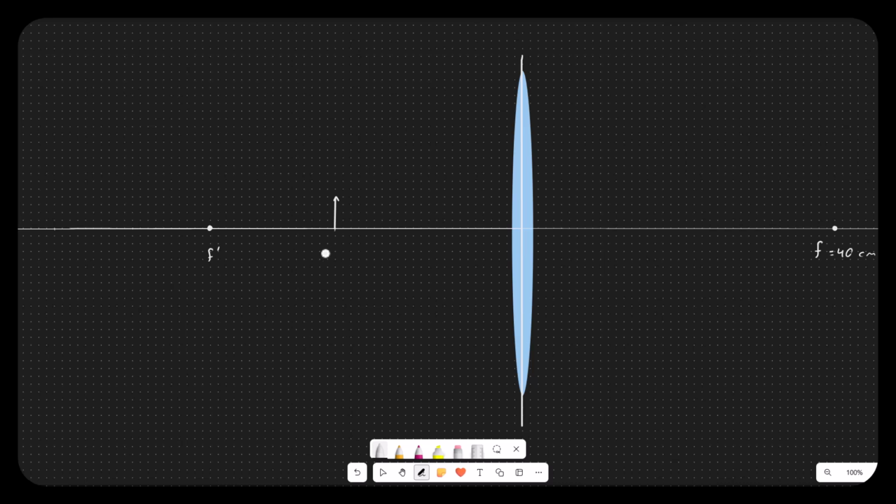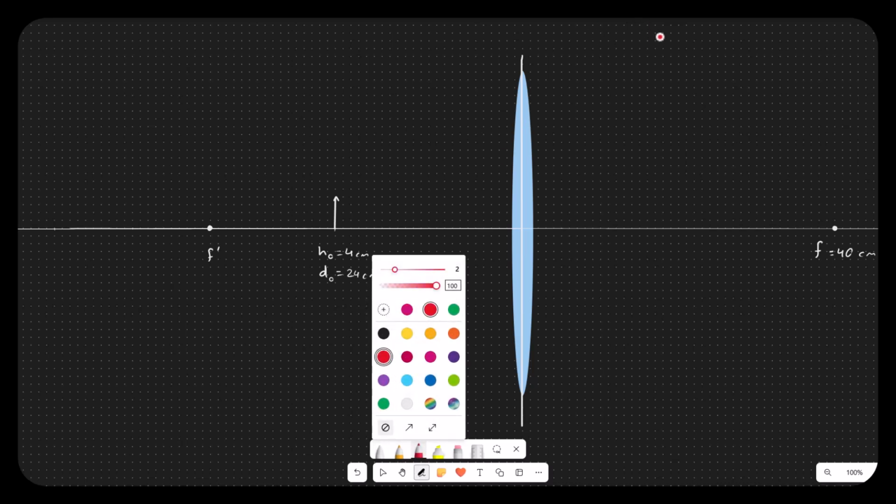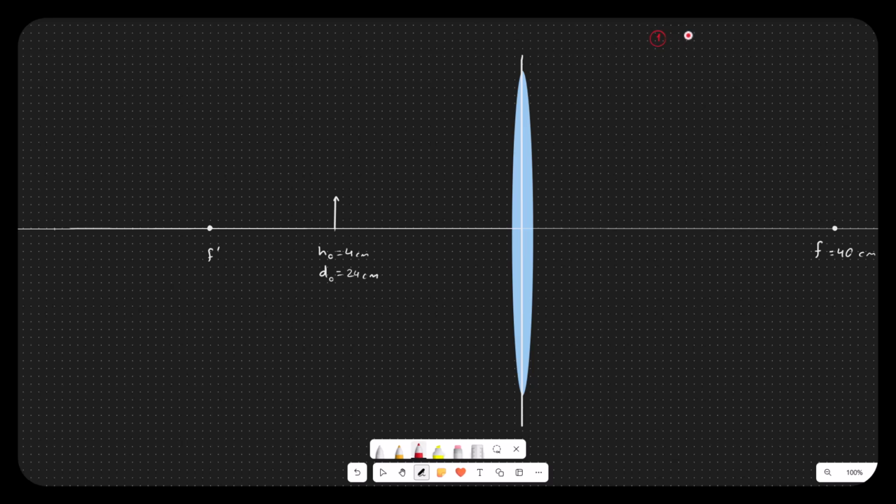So F is 40. My object height is going to be 4 centimeters. My object distance is 24 centimeters. That is the distance from my object to my lens. And now I'm going to start ray tracing. Ray number 1 goes parallel to my axis and then through F. So from here, I'm going to go parallel to my axis, and then I'm going to go through the focal point. That looks something like that.